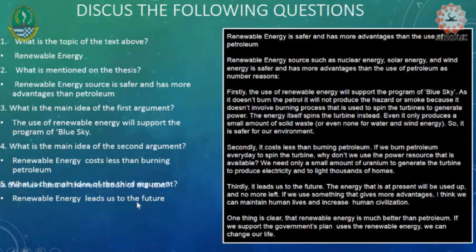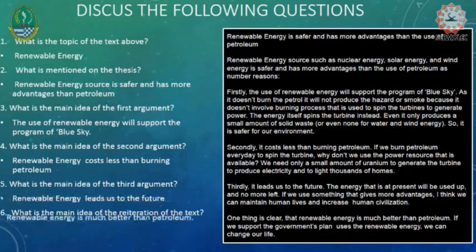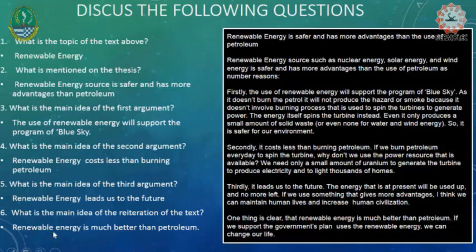And then here is the last question. What is the main idea of the reiteration of the text? Okay, what's the conclusion based on the text above? Right. It must restate what had been mentioned in the thesis: renewable energy is much better than petroleum.